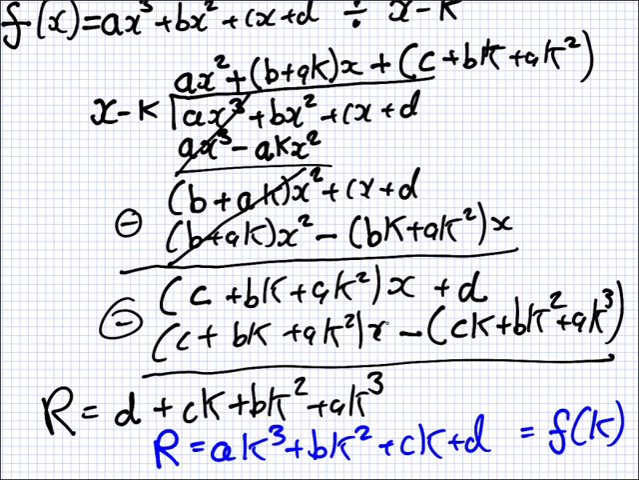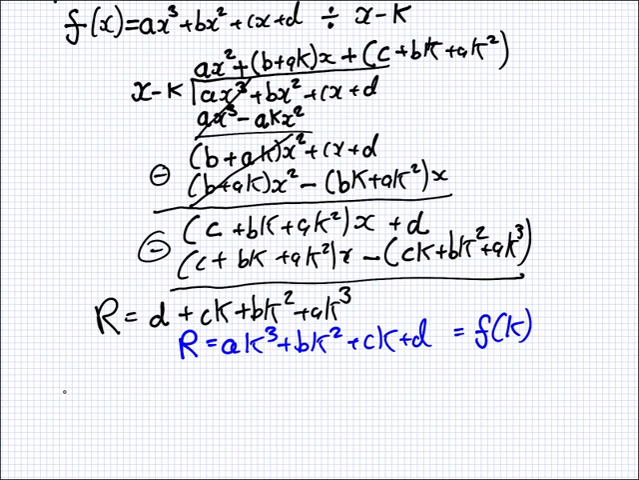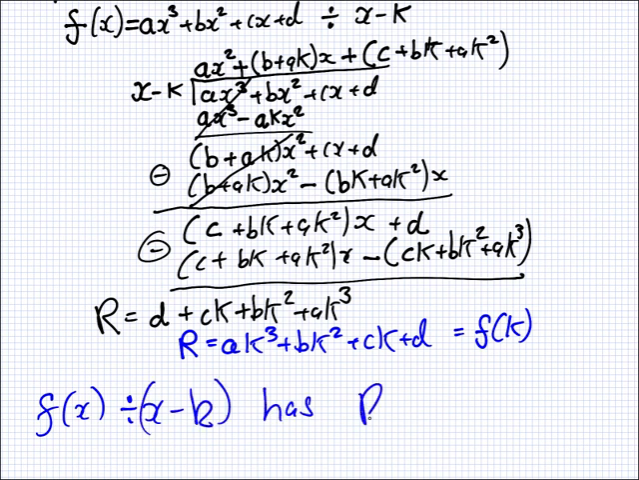Now, write this down carefully. The result is very important. I'll put the result here. f(x) divided by x minus k has remainder equal to f(k). Just be careful with the signs, all right?